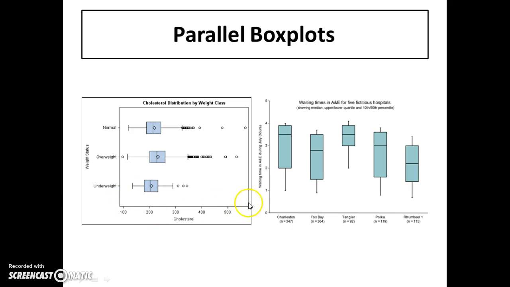You may also see box plots drawn vertically, where you have the quantitative variable on the y-axis and the categories on the x-axis. That's fine. Either one is fine. Whichever one you prefer is totally okay. The other thing I want to draw your attention to here is that your outliers are drawn as circles, not as asterisks.